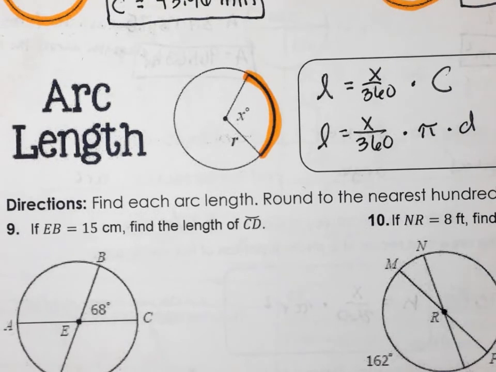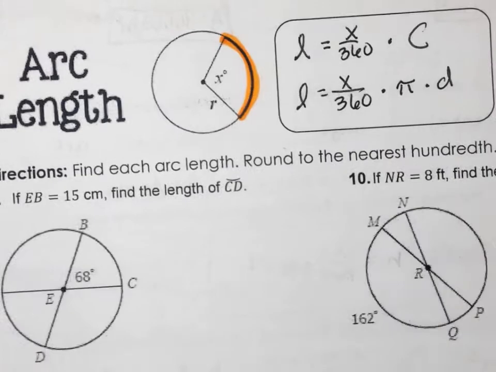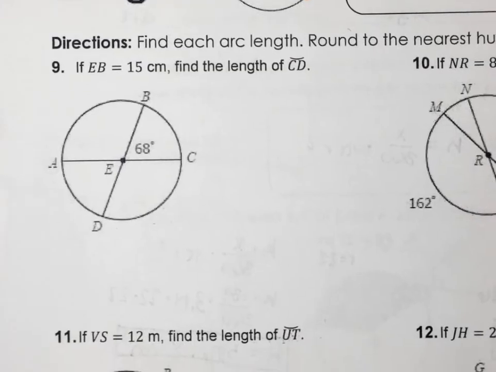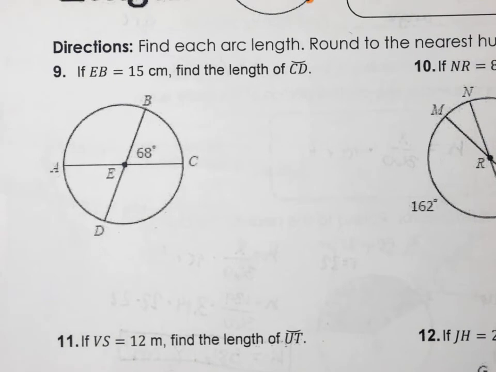Down here at the bottom, find each arc length, round to the nearest hundredths. Number 9. It says EB equals 15 centimeters. Find the length of arc CD.